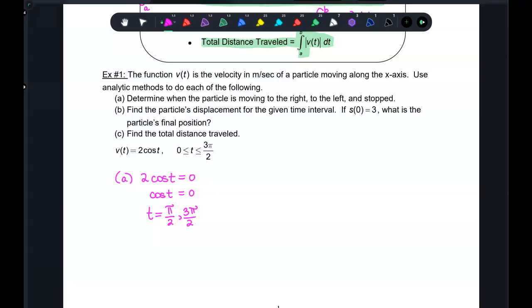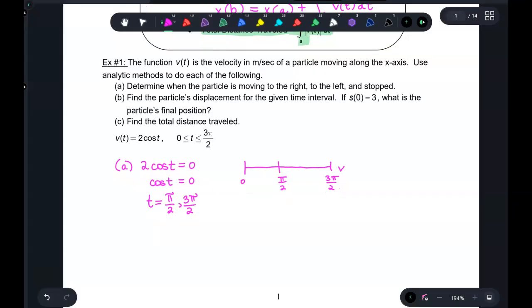Okay, so we'll make a quick little number line here. I'll call this velocity. So we have 0, pi over 2, 3 pi over 2. Okay, so we picked something between 0 and pi over 2. Cosine is... So like 1. Well, even just think like on the unit circle. 0 to pi over 2, cosine's going to be positive. And then pi over 2, so here, cosine's negative.